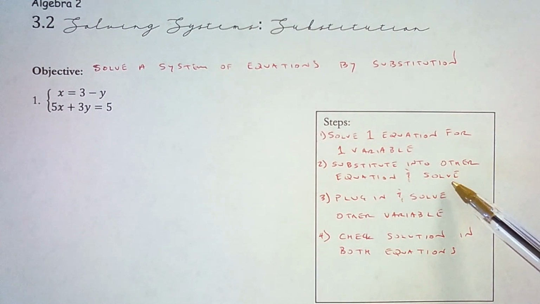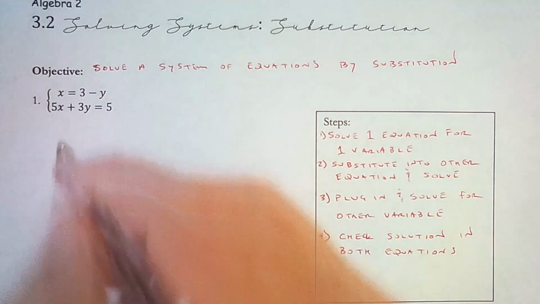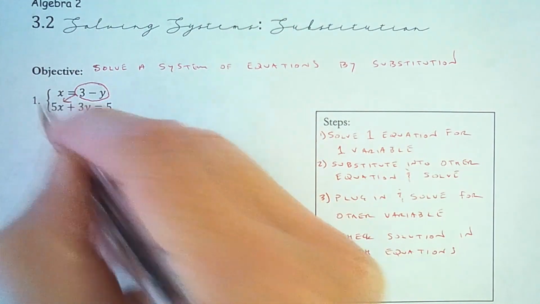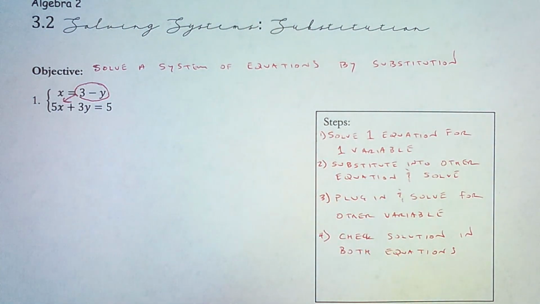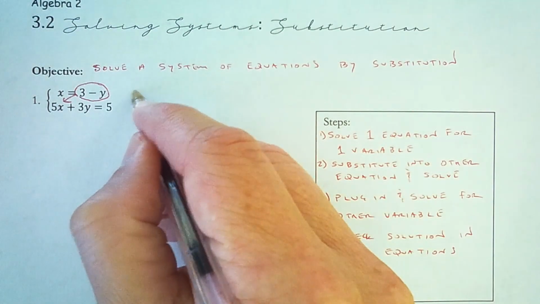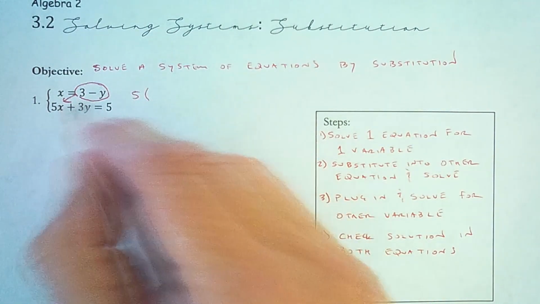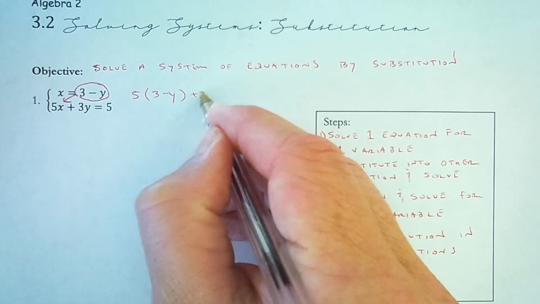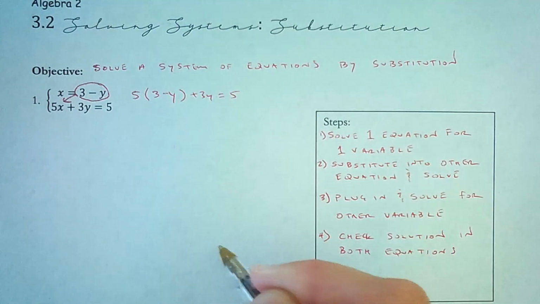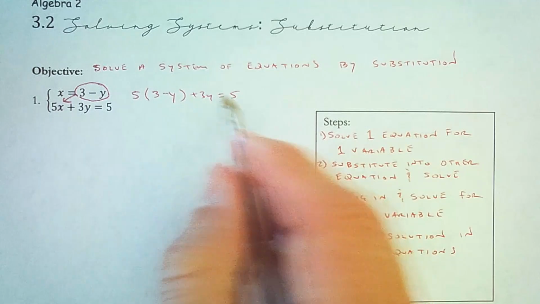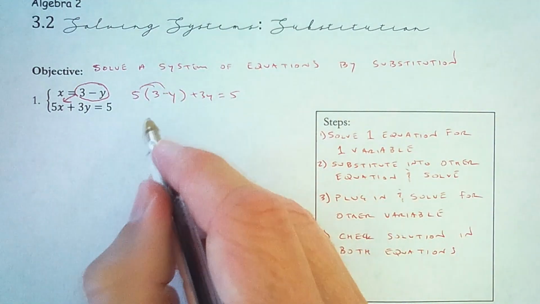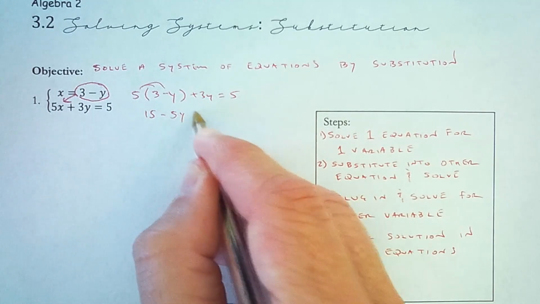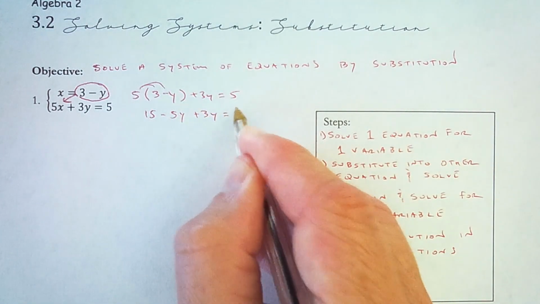Substitute into the other equation and solve. So this value of x, I'm going to substitute right here into the other equation for x and solve. So that's 5 times x, and x becomes 3 minus y, plus 3y equals 5. And now I can solve this equation for y. So I'll distribute and get 15 minus 5y plus 3y equals 5.